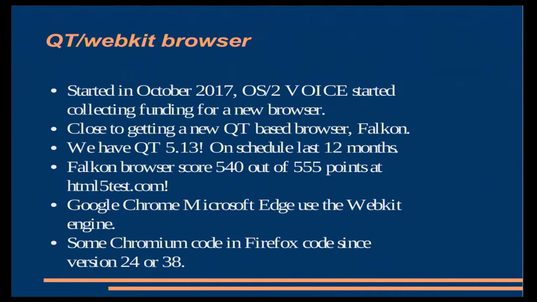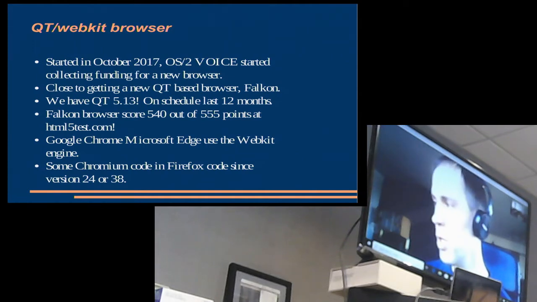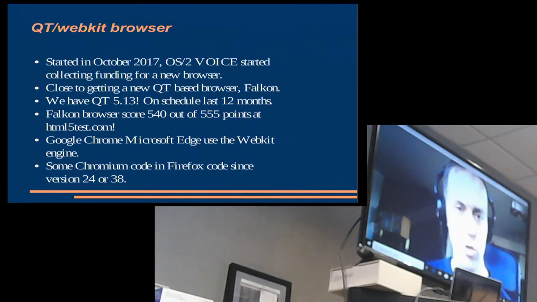Compared to that other Firefox 45.9, if you want to test how compatible your browser is, you can go to html5test.com, and there it will run a whole set of tests to see how your browser is performing. Currently, the Falcon browser on Windows scores 540 out of the 555 points that the browser can score. Firefox 45 on OS2 scores 400 points. So that explains to some extent why certain pages are not being displayed correctly.